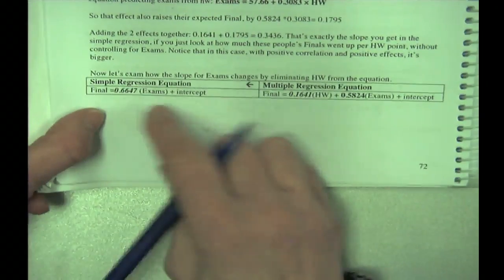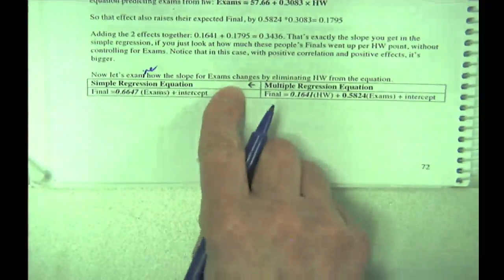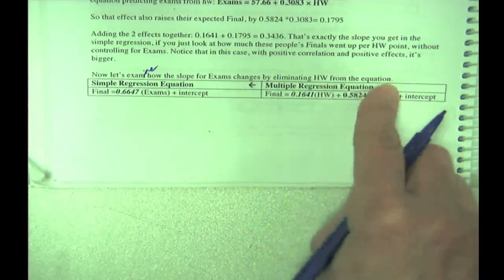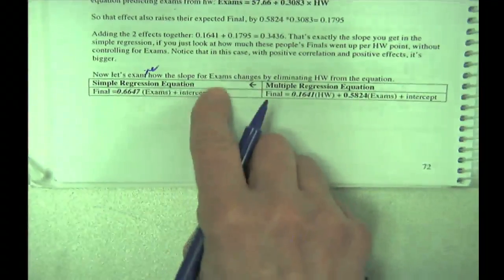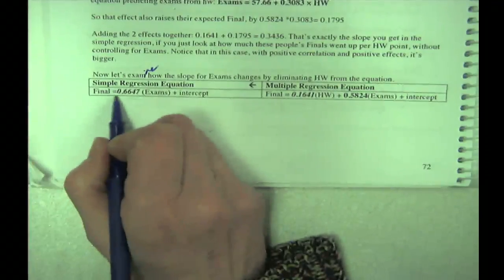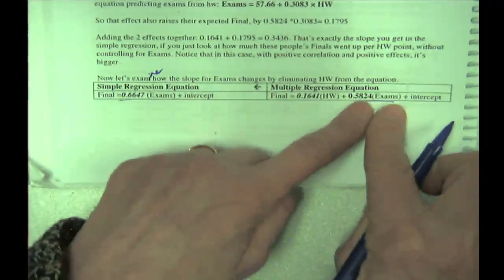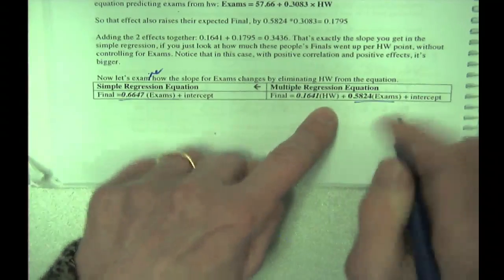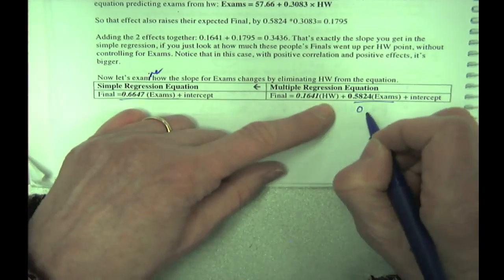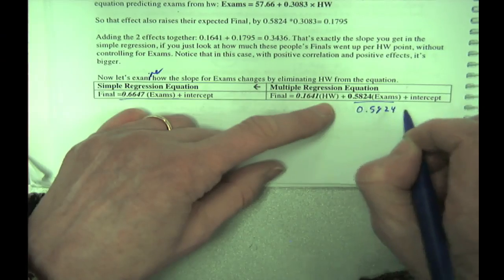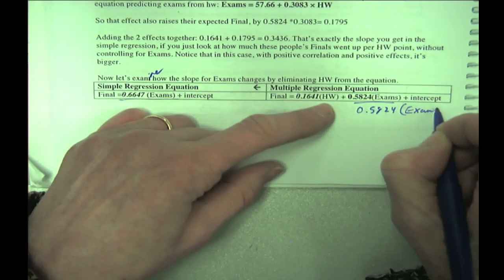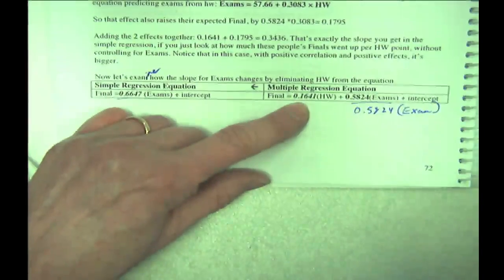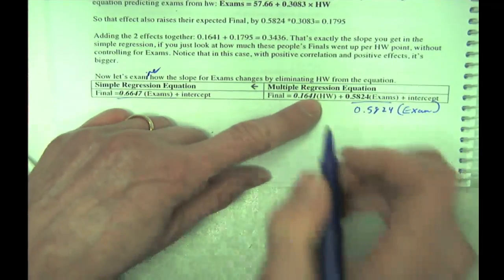Okay. Now we go here. Let's do the same thing. Let's examine how the slope for homework changes by eliminating how the slope for exams changes. So what am I trying to explain here? I want everything in terms of exams. This part's cool. That part's good. I just want to change this. So I want to keep this as 0.5824 times exams. And now what do I want to do? I want to change this to something times exams.